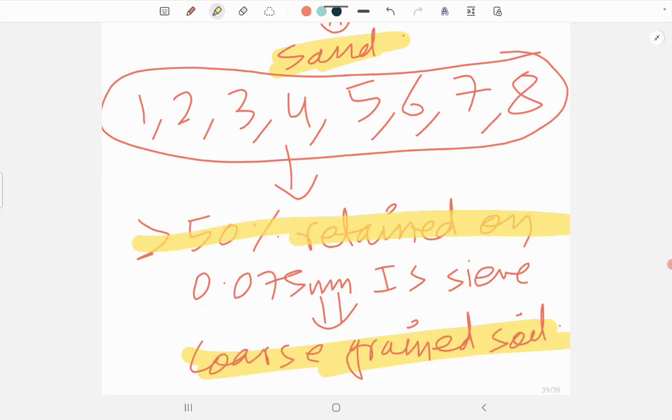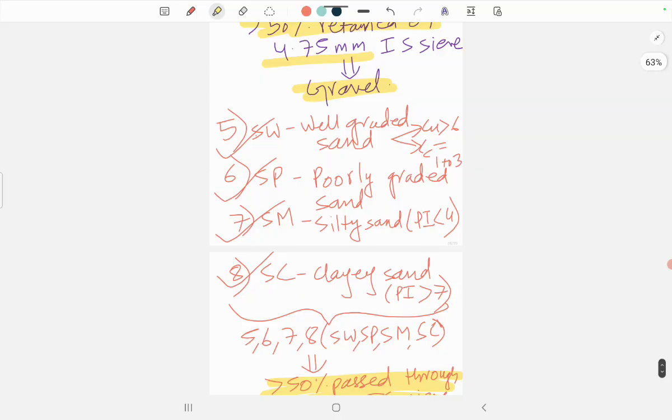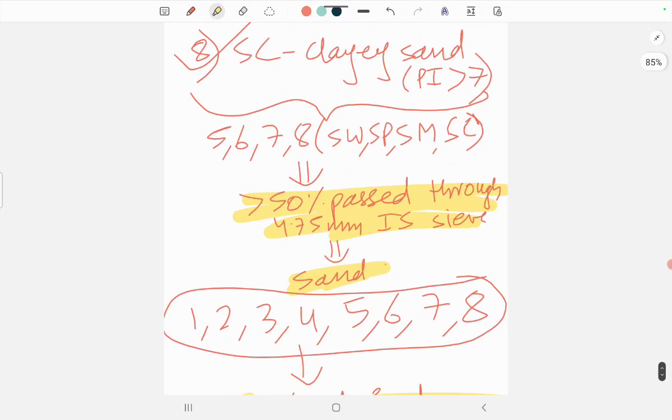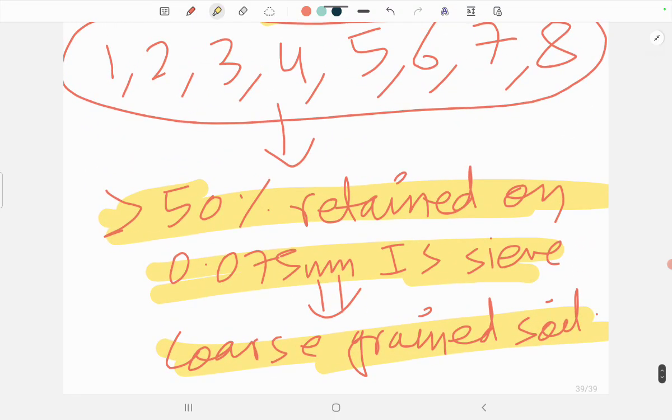So greater than 50% is written in the corner. First, this 4.75 mm sieve is the criterion to classify between gravel and sand. If more than 50% is retained, it is gravel. If less than 50% is retained, it is sand. But this 0.075 mm sieve is the criterion to classify coarse grained soil and fine grained soil. If more than 50% is retained, it is coarse grained soil. If greater than 50% is passing, it is known as fine grained soil. So this is the case.